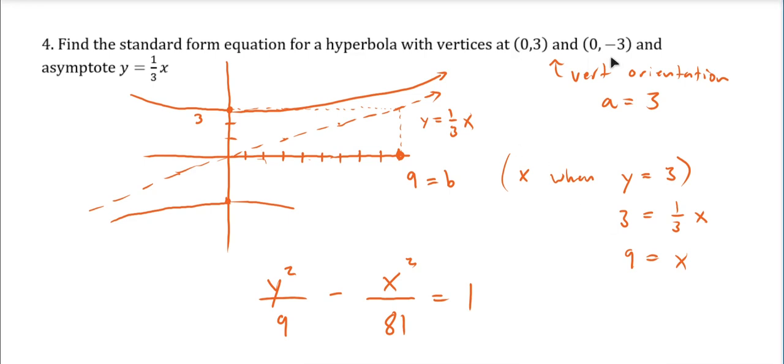Because it is vertically oriented, we're going to put y squared over 9 first, and then minus from that x squared over 81, or 9 squared. So we put 3 squared here and 9 squared here, corresponding to our vertical and horizontal aspect ratio.